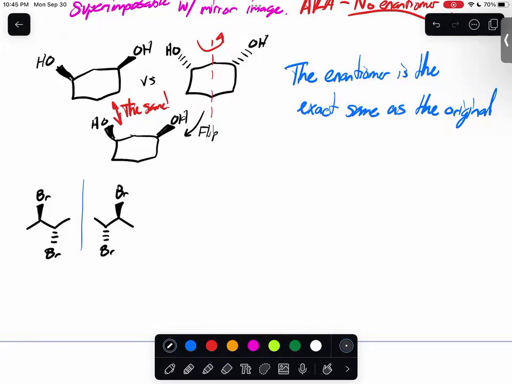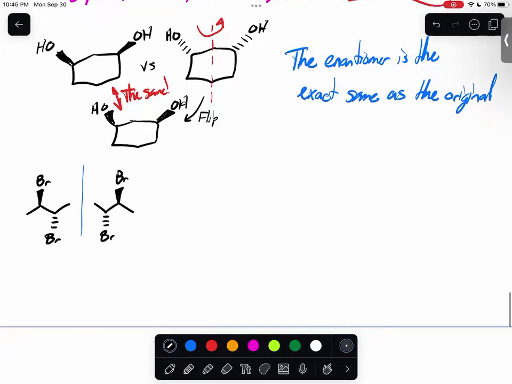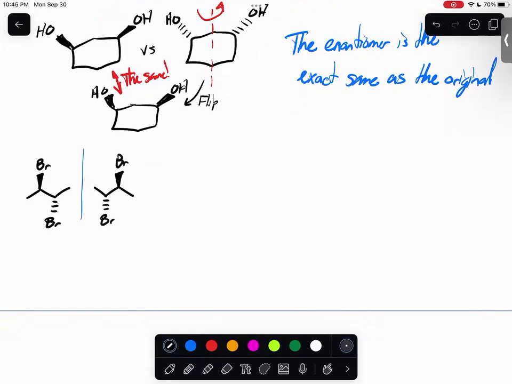However, you may notice something. If you take this right here and you were to do a couple of flips, what you would find is that you end up in the exact same scenario, right? To show this, we can just do a single flip. Across this horizontal axis here, if we were to do a 180-degree rotation, we would find that the bromine that was going back into the page is now coming out towards us. The bromine that was coming out of the page is now going back into it. These look the same.